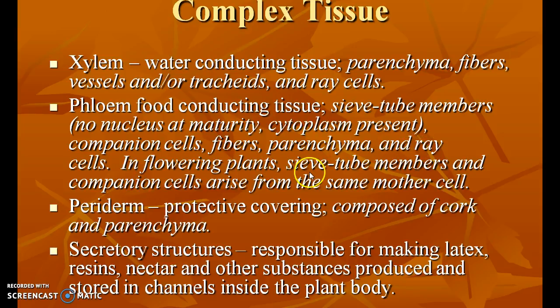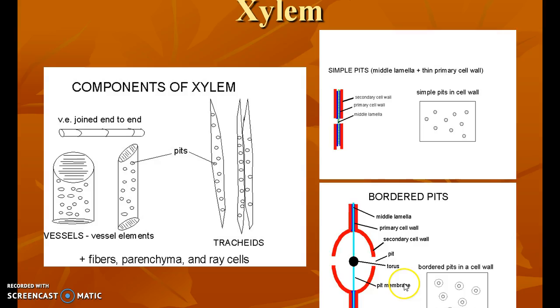In flowering plants, sieve tube members and companion cells arise from the same mother cells. Periderm, a protective covering, is composed of cork and parenchyma. Secretory structures are responsible for making latex, resins, nectar, and other substances produced and stored in channels inside the plant body.